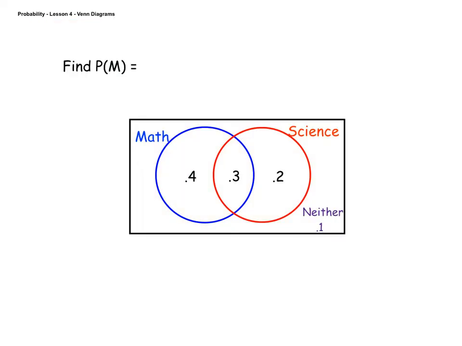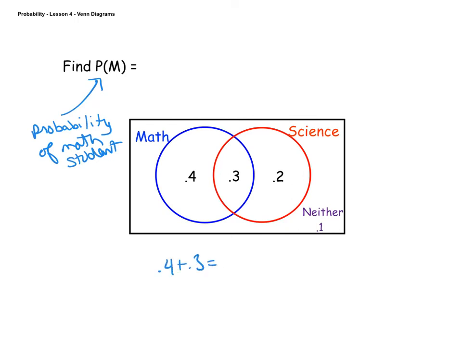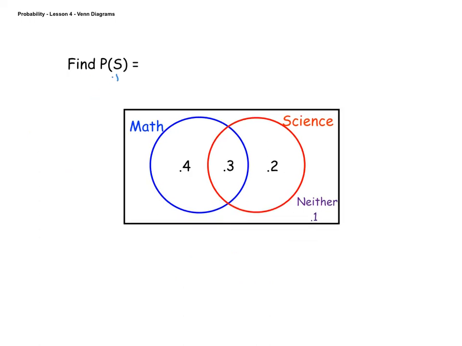This is just new notation. So what this means is find the probability of a math student. Math student would be 0.4 plus 0.3, which would give you 0.7 probability of a math student. So you could say P of M equals 0.7. Same thing, what's the probability of science? Probability of science would be 0.2 plus 0.3, which would give you 0.5.